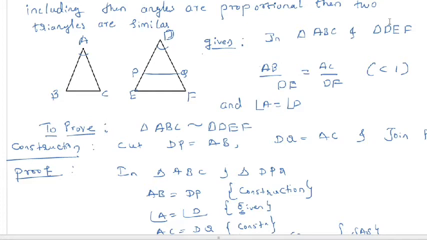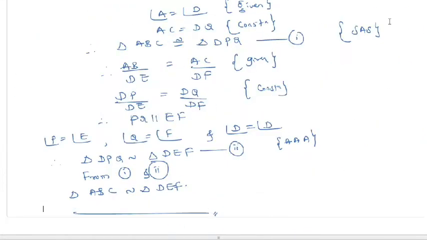In triangle ABC and triangle DPQ, AB is equal to what? DP. Angle A is equal to what? Angle D. AC is equal to what? DQ. From the above, we can write triangle ABC is congruent to triangle DPQ. Call this equation number 1.